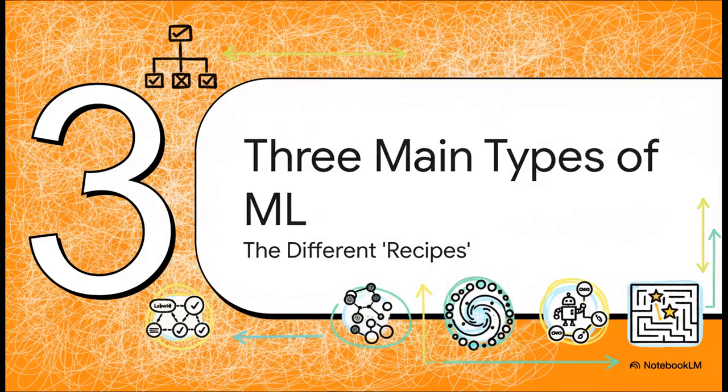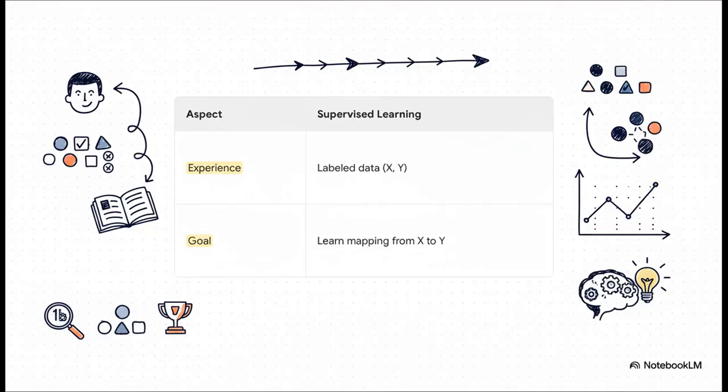All right, so we've got our ingredients. Now we can start looking at the 3 main recipes, or let's call them the fundamental approaches to machine learning. And what makes them different is really about the kind of data they use and what they're trying to accomplish. First up, and by far the most common, is supervised learning. The experience for this one is labeled data.